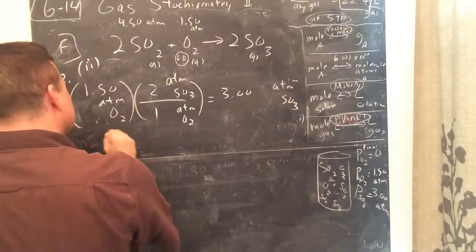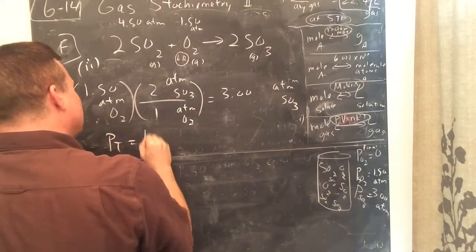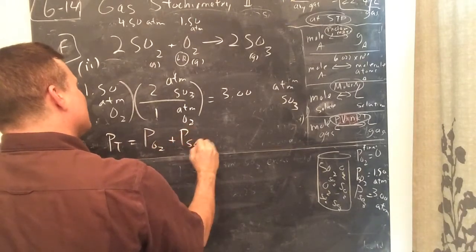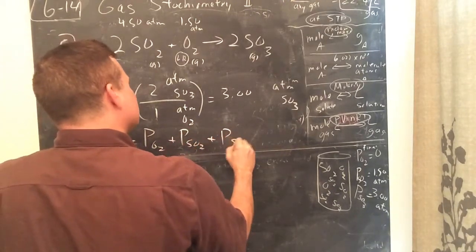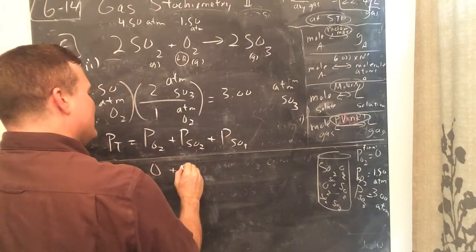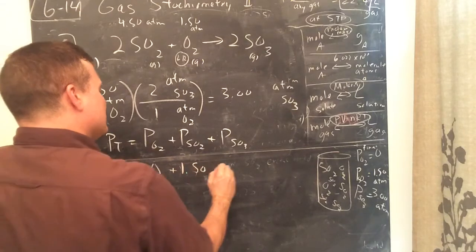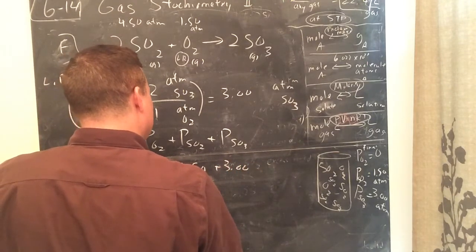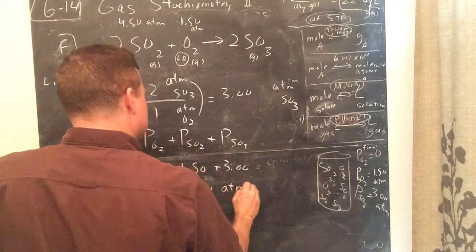Your total pressure at the end of the reaction, they did not ask this, will be the pressure of O2 plus the pressure of SO2 plus the pressure of SO3, Dalton's law. So that will be 0 plus 1.50 plus 3. So that's going to be 4.50 atmospheres.